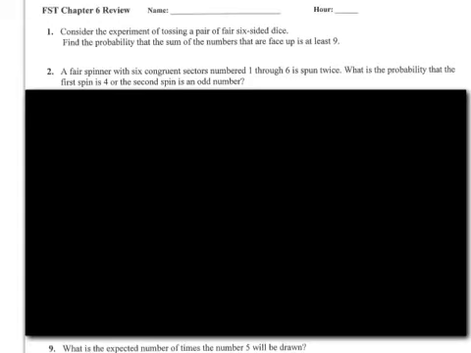You're going to look at the outcomes here and notice that there is a total of 10 different outcomes that meet the requirement of being at least 9. So 10 out of 36. And that fraction will actually simplify to 5 out of 18.